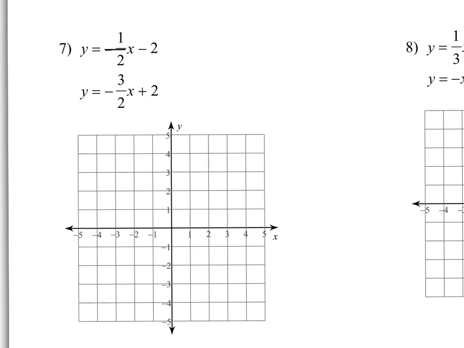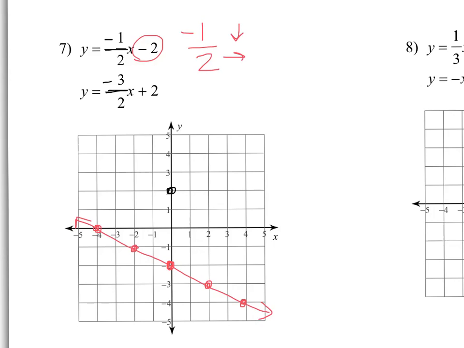The next two slopes have negatives, so I'm just going to change those so that the negative is at the top. I'm first going to plot my y-intercept, negative 2. Then I use my slope, which is negative 1 over 2, telling me to go down 1 to the right 2. I connect with arrows on each end.